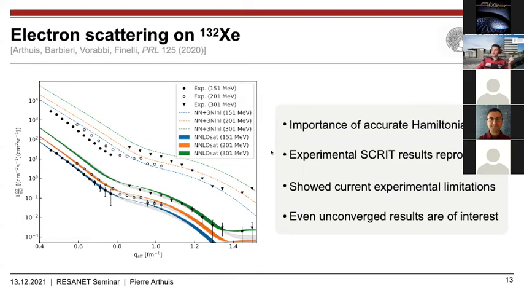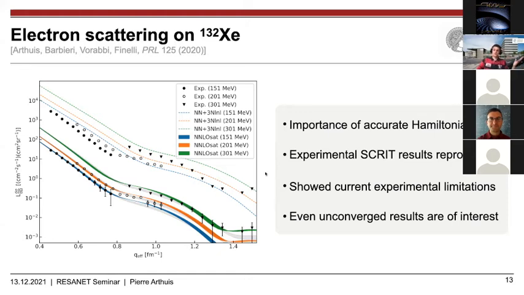We were able to reproduce the SCRIT experimental results, highlighting the limitations of the experiment in terms of luminosity. And which I found particularly interesting from a researcher point of view, this shows that somehow even unconverged results can be of interest sometimes. If you have a way to extract error bars that are meaningful, even if they are conservative, sometimes you happen to be lucky, and this is sufficient to say meaningful physical stuff.